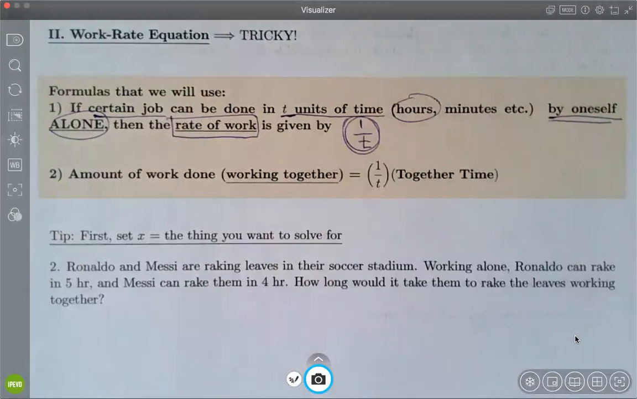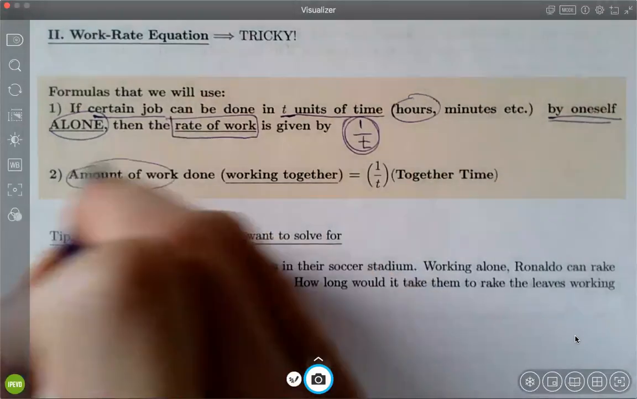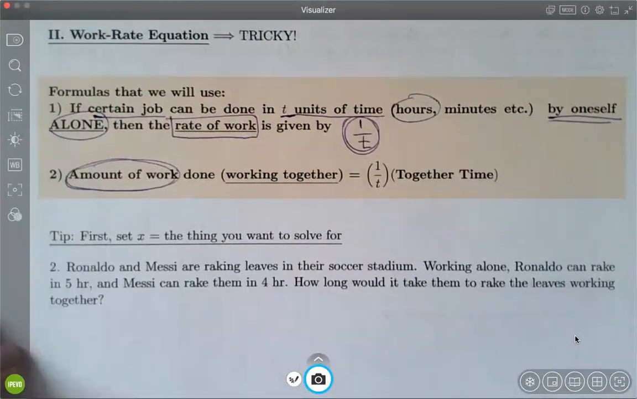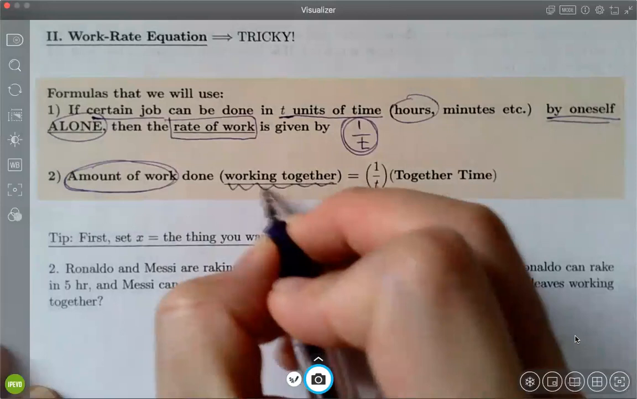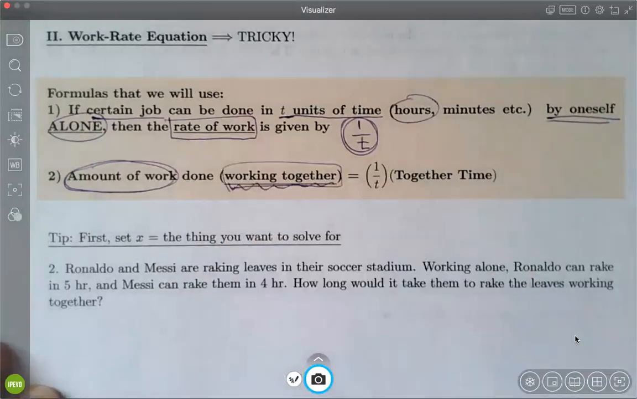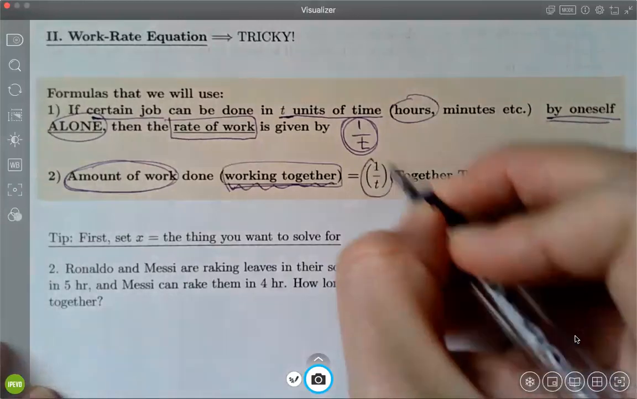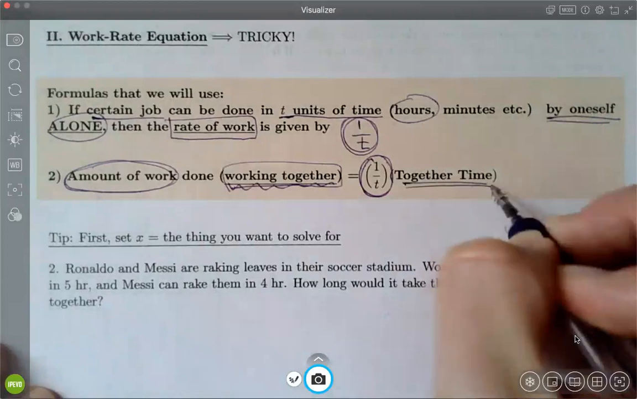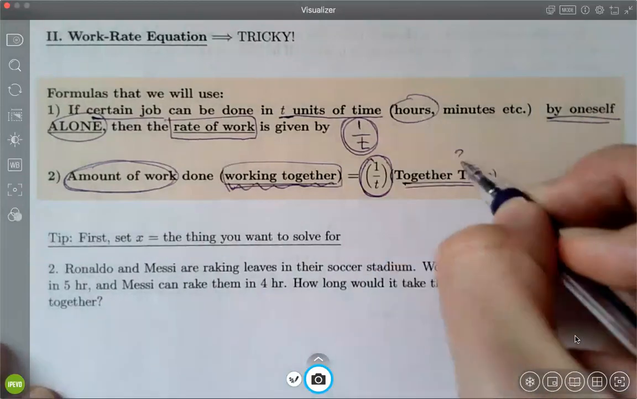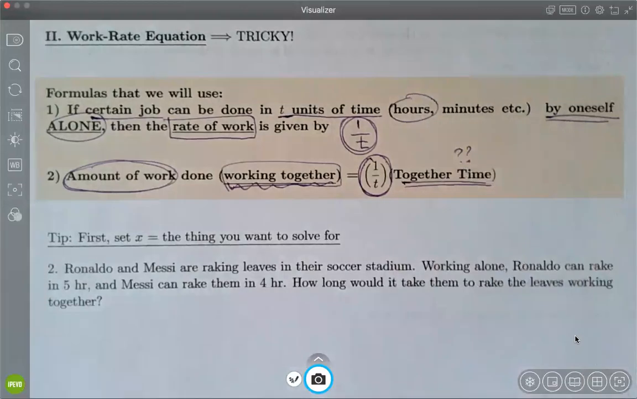Now, amount of work done. Okay, so now instead of using the rate, we look at the amount of work done when multiple people work together, okay, is given by 1/t. Okay, so now remember that's the rate of work by one person, and you multiply it by so-called together time. Okay, now at this point, the together time may look unclear, and it is unclear, I know, but you'll see why I called it together time once we look at this next problem.